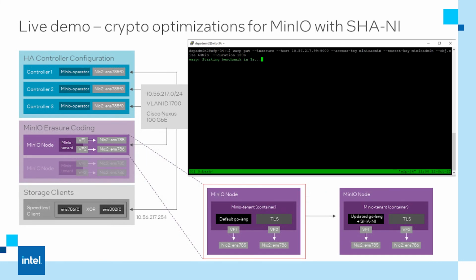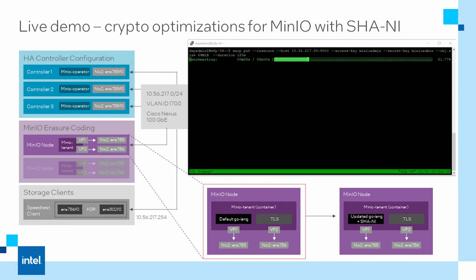At this point, we present a 2-part demo. For the first part, we demonstrate the put throughput performance for a baseline MinIO pod. That is, a MinIO pod that does not include the updates to the Golang libraries that deliver the underlying SHA-NI instruction set. In this case, we connect to the MinIO pod using a benchmarking tool referred to as Warp.